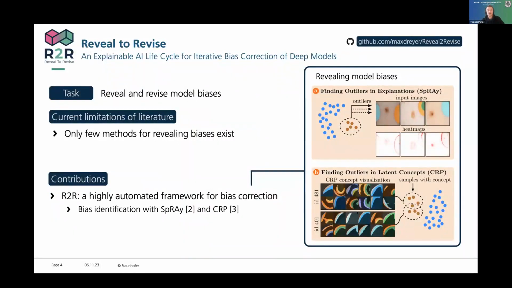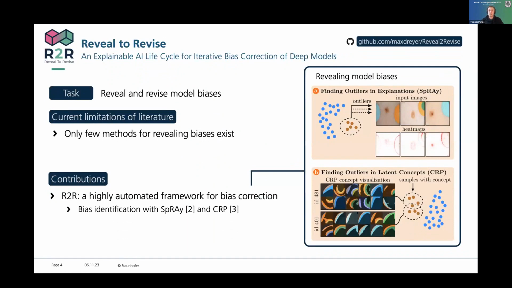So that's the first method for revealing biases. The second that we used is called CRP, Concept Relevance Propagation, which is also a relatively recent method introduced in our group, which provides explanations that use human understandable concepts.